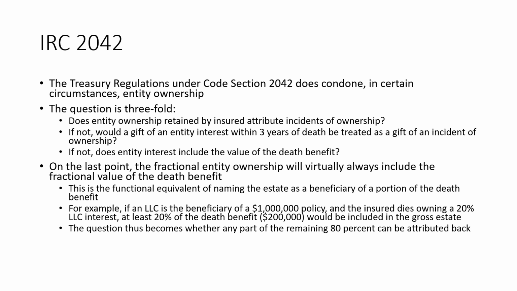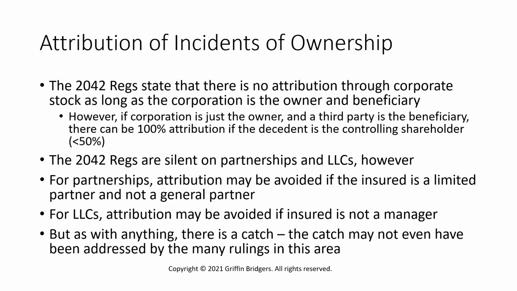Now, whether or not there's a discount there is another question that we're not really going to get into today, but the question really moving forward from this is whether any part of the remaining 80% could be attributed back to the insured through incidence of ownership by virtue of entity ownership. Now, the 2042 regulations directly address corporate stock but are silent on partnerships and LLCs. So, as long as the corporation is the owner and beneficiary of a policy, then there's no attribution through corporate stock ownership, and it doesn't matter how much is owned, whether it's 1% or even 100%, you don't have attribution in that circumstance back to the insured as a stockholder.